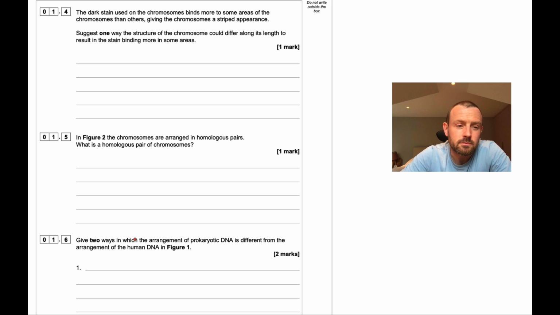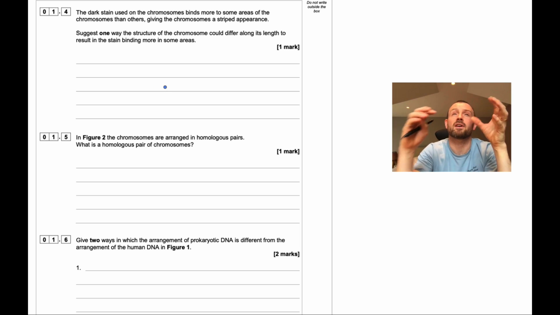1.4. The dark stain used on the chromosomes binds more to some areas of the chromosomes than others, giving the chromosome a striped appearance. Suggest one way the structure of the chromosome could differ along its length to result in the stain binding more in some areas. Ooh, this is a tough one. I haven't actually looked at this mark scheme yet, so I'm kind of just improvising. So here are my thoughts for this question.